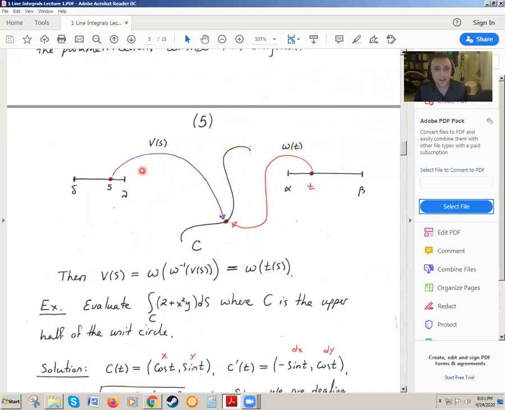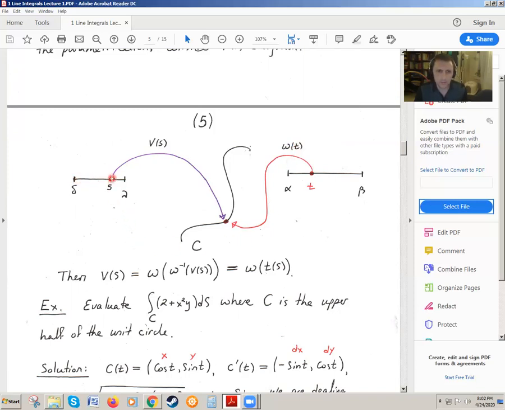So we can see that all the parameterizations are essentially like W of T. You can always modify a parameterization by just changing the speed, or by just altering the time here, right? By altering how you move at those points. And formally, this is how you do that.